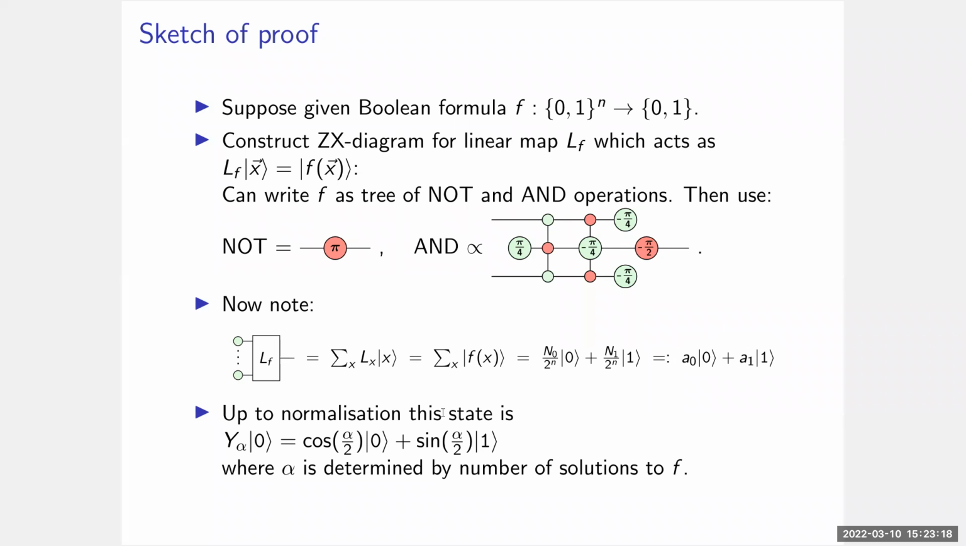Now, up to normalization, we can write this state as a Y rotation applied to 0. This is not a normalized state because we're doing a kind of post-selection. But it is just a state, we can normalize it, and then it's this Y rotation applied to 0. And what's important is that this rotation angle alpha is uniquely determined by the number of solutions to f. So determining the number of solutions means we just need to determine alpha. If you can determine alpha, we are done. Okay, clear so far?